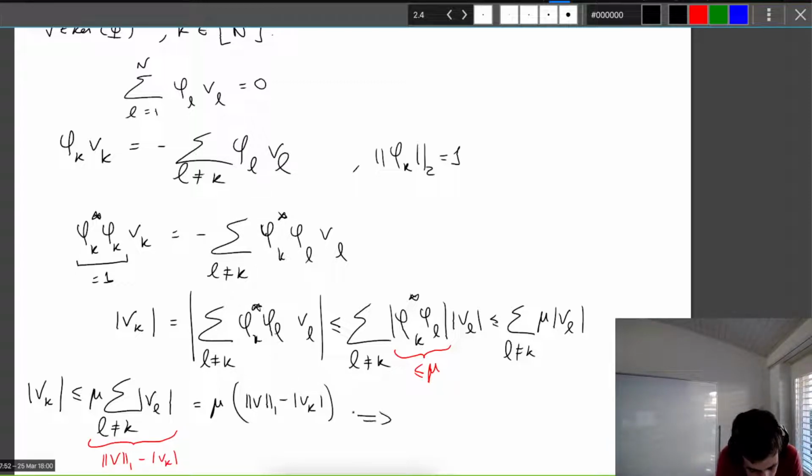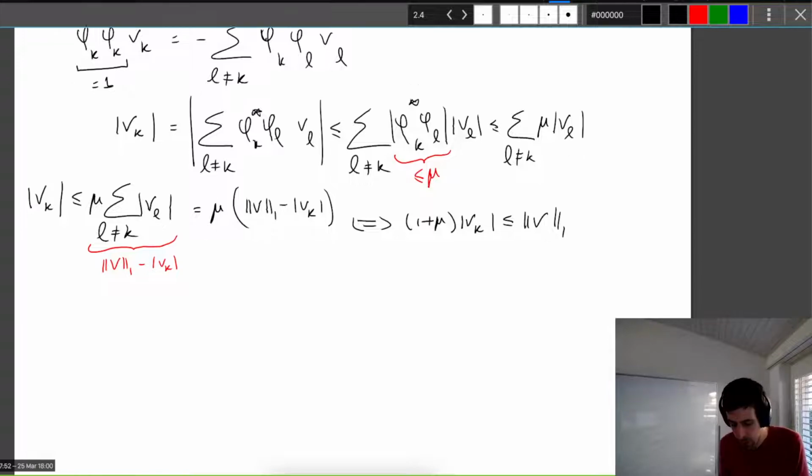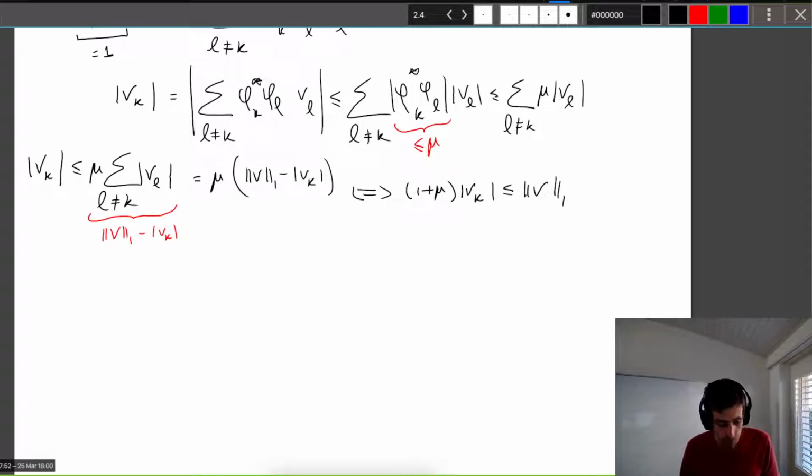Okay, so what does this mean? This just means that 1 plus mu, okay, times the norm of vk is smaller or equal than mu times the L1 norm of v. Right? No entry can be too large. No one entry of v can be too large. Because remember, mu is bigger than 0, so I'm saying no one entry of v can be just too large. I'm saying that every entry of v needs to be smaller or equal, even when you multiply by something bigger than 1, than the L1 norm of v. Okay? I'm missing a mu there, of course. Okay. Mu.